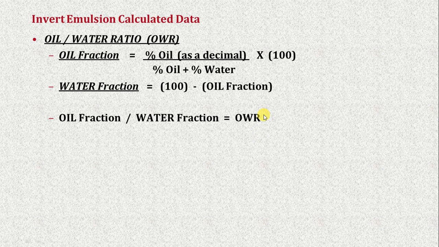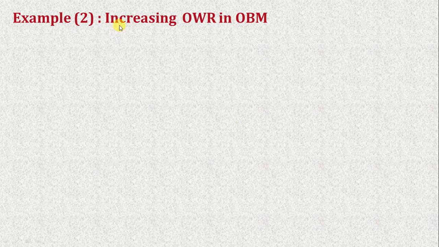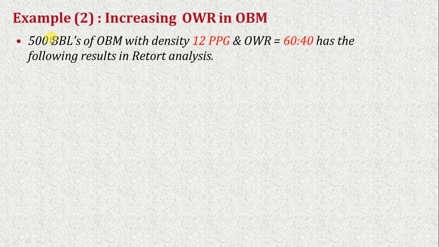For example, if it is 70-30, 80-20. And also we will take another example of how to decrease the oil-water ratio by adding diesel or water according to the situation. So how to increase the oil-water ratio in oil-based mud? For example, you have 500 barrels of oil-based mud with density 12 ppg, okay? And the oil-water ratio is 60-40.